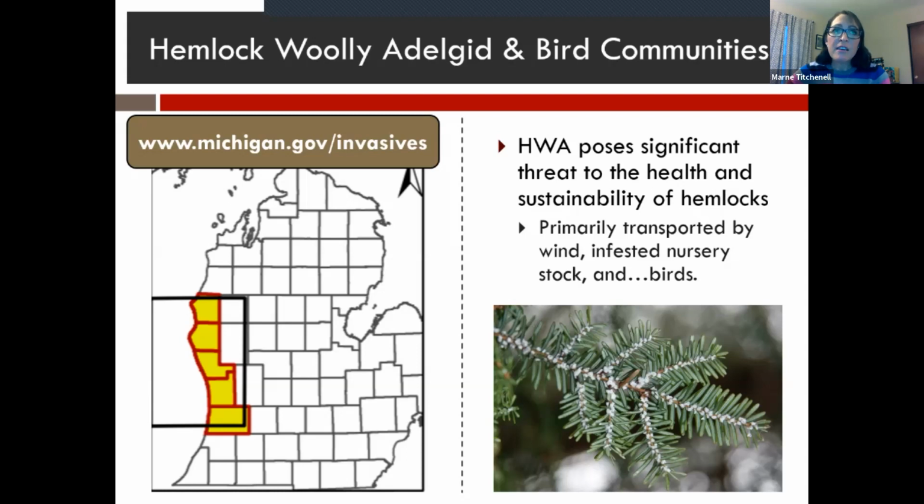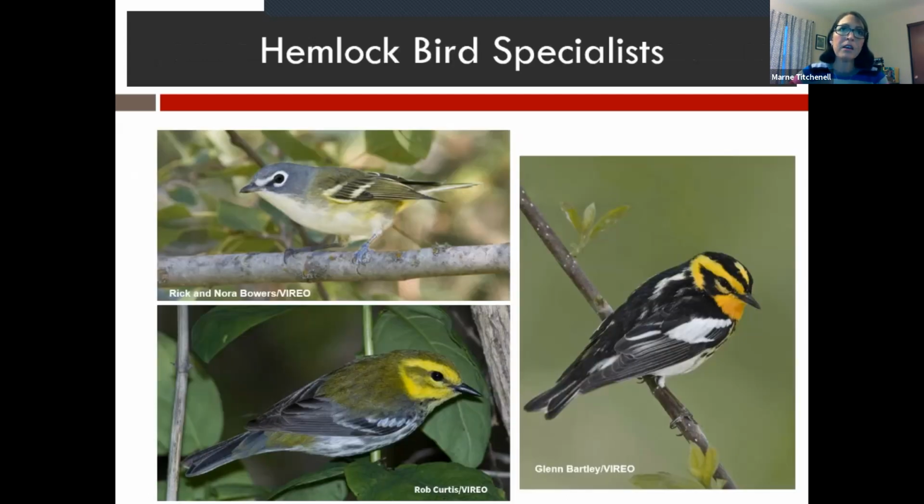The adelgid is a very small insect, and it is transported primarily by the wind, which tells you how small and light it is. It can also be transported by nursery stock that is infested with the adelgid. And unfortunately, it can also be transported on the wing of birds. Don't know how prevalent this is and how often it's happening, but we do know that it is happening.